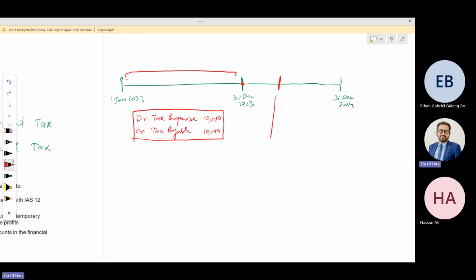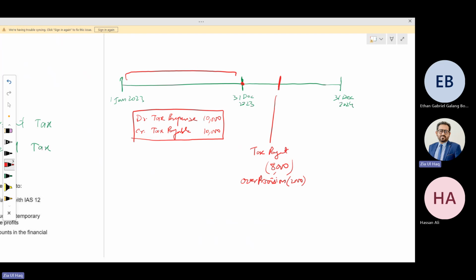Suppose while making the payment we paid 8,000. The tax authority says this should be the adjustment in your tax calculation, so actually you need to pay us 8,000. This means if we are paying 8,000, how much provision did we create at the year end? 10,000. This means our provision was more, so we'll call it over provision. By how much? 2,000. Can you understand this?